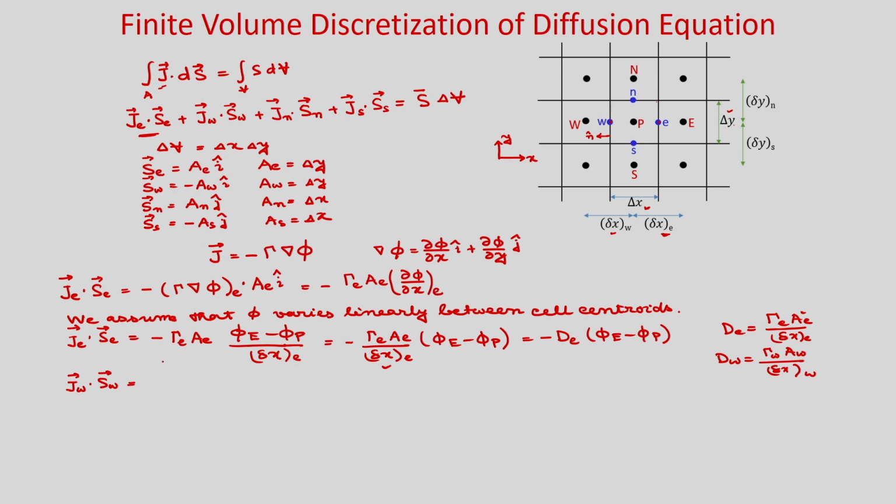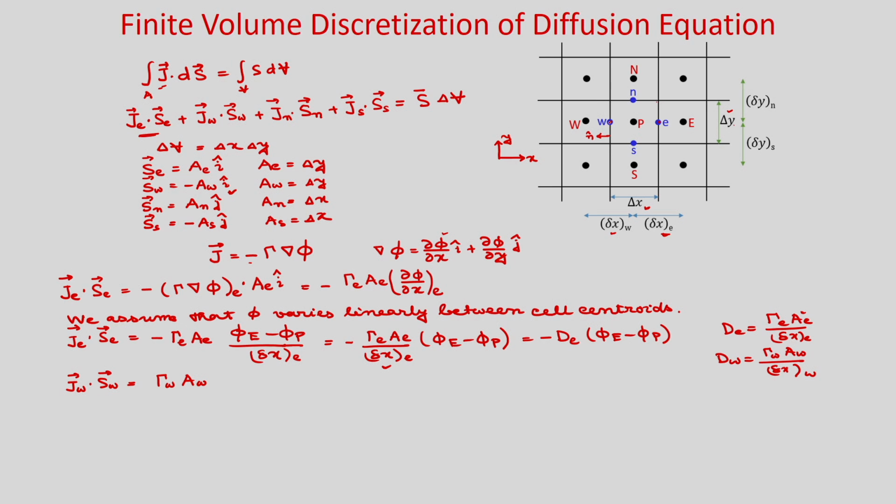So, J_w dot S_w. What is S_w? S_w is minus A_w i, okay, and J_w is the gradient. So, obviously, if you take the dot product, only del phi by del x will remain, but with a minus sign. So, this minus sign and this minus sign will become plus. So, it will be gamma_w A_w, because the surface vector is negative and the flux vector has one negative. So, it will become plus and del phi by del x.